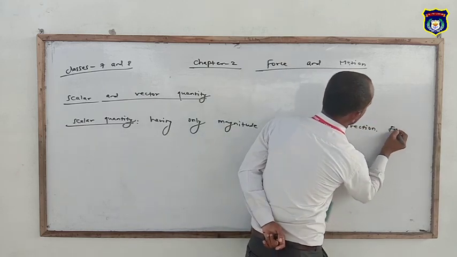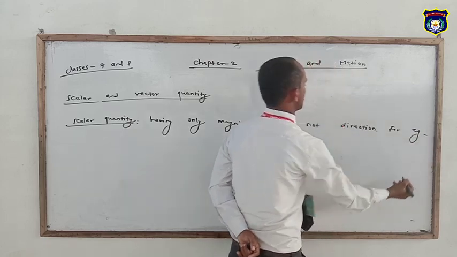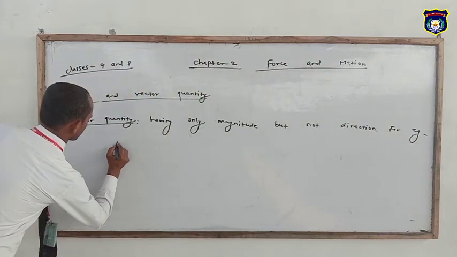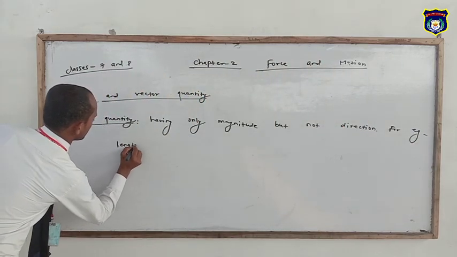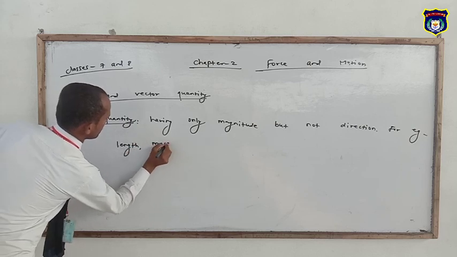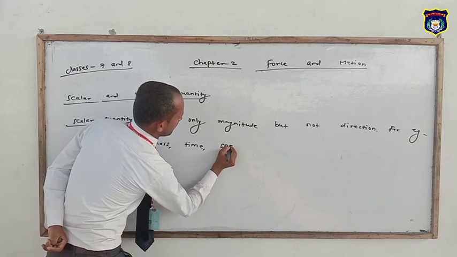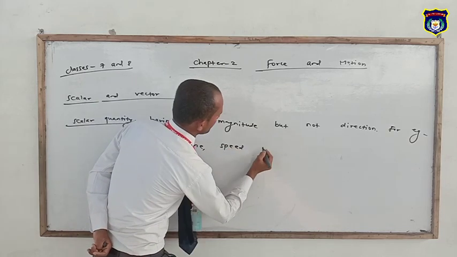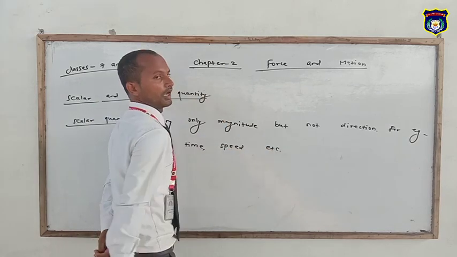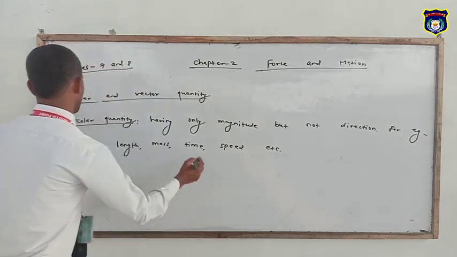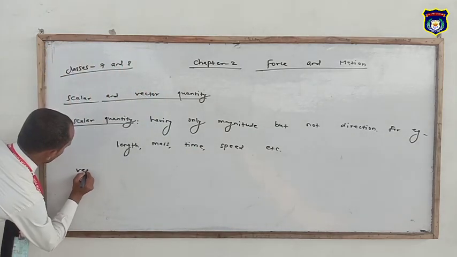Some examples of scalar quantities, for example, length, mass, time, speed, etc. And the other type of quantities are vector quantities.